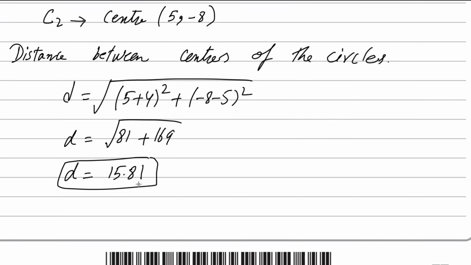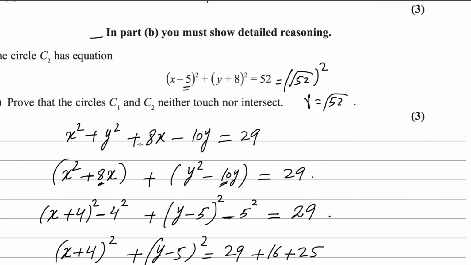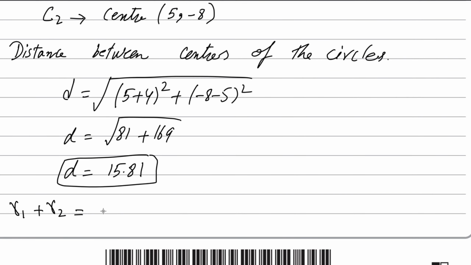Okay. Now, if you add up the radii of the circles like R1 plus R2, what is the answer of that? Let me check. We already got R1. R1 is square root of 70 and R2 is square root of 52. We will add them together, find the length of these two radii. Answer of this one is 15.58. It is clear from here, this distance, the distance between the centers. Let me tell you what is the distance between the centers.